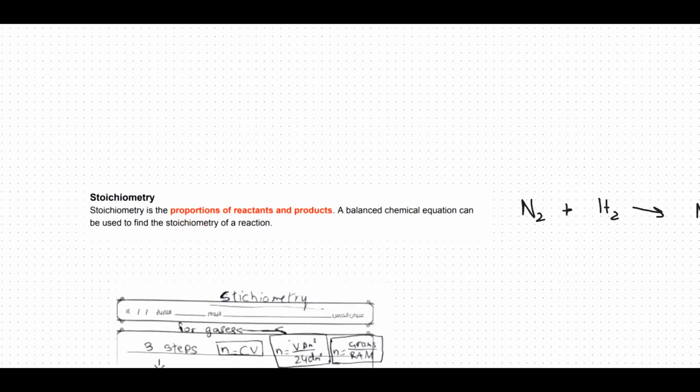All right. So, what is stoichiometry? Stoichiometry is the proportion of reactants and products. A balanced chemical equation can be used to find the stoichiometry of a reaction.